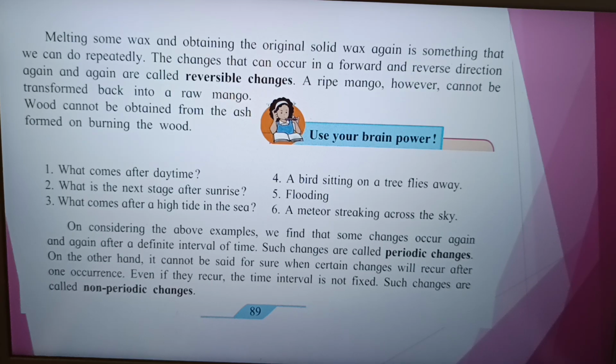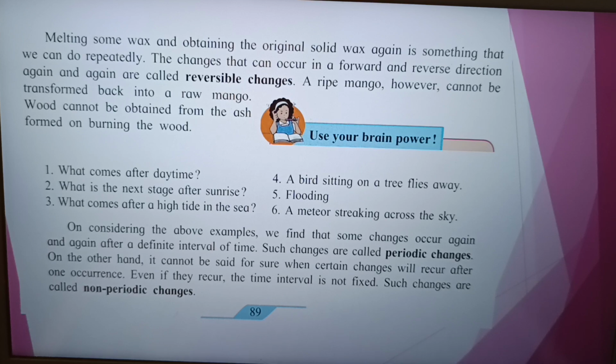So they are further saying that a ripe mango, or the wood that is burnt, cannot be brought back into the original form that it was earlier. So such types of changes are not reversible. Yes or no? They are giving the examples also of the changes that cannot be reversed. So further they are teaching us the periodic change and the non-periodic change.